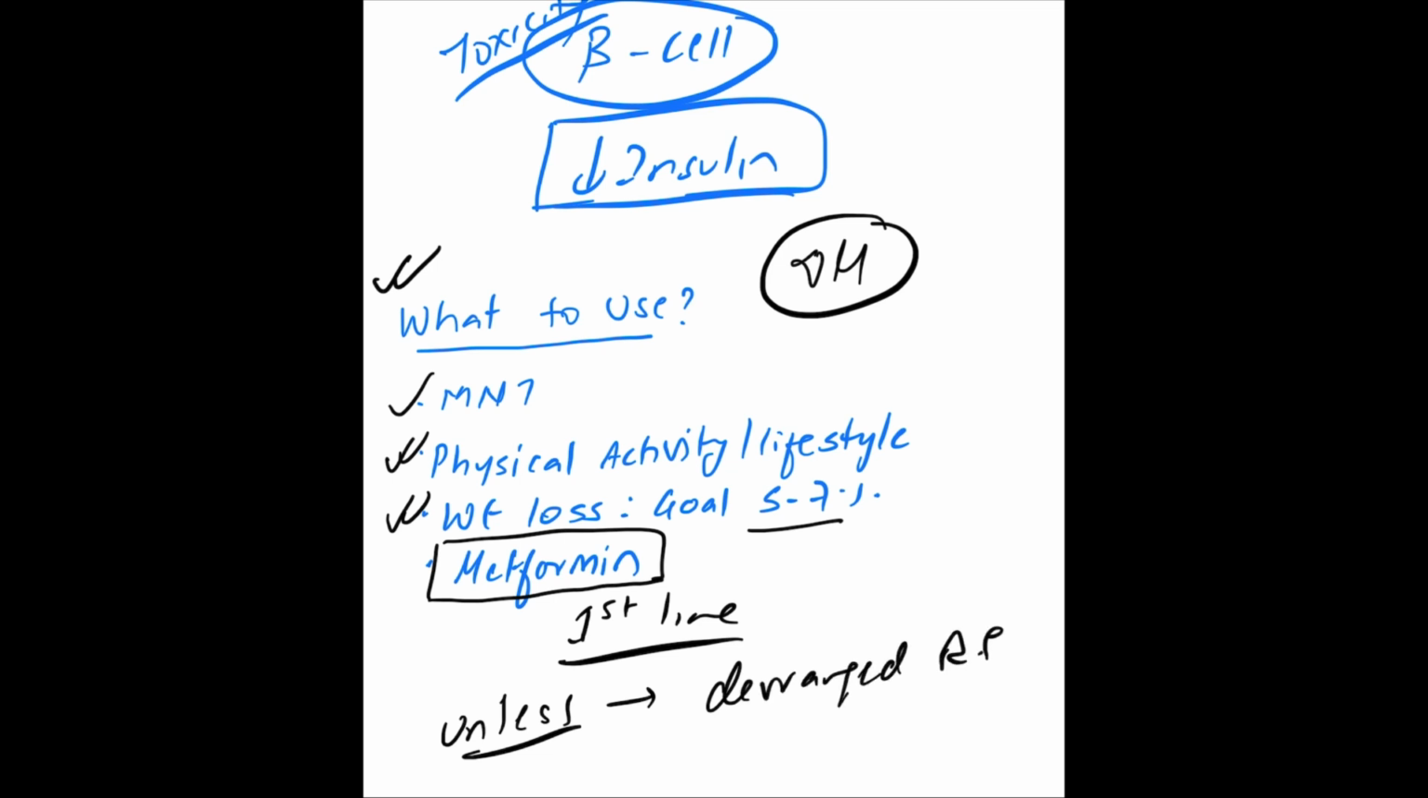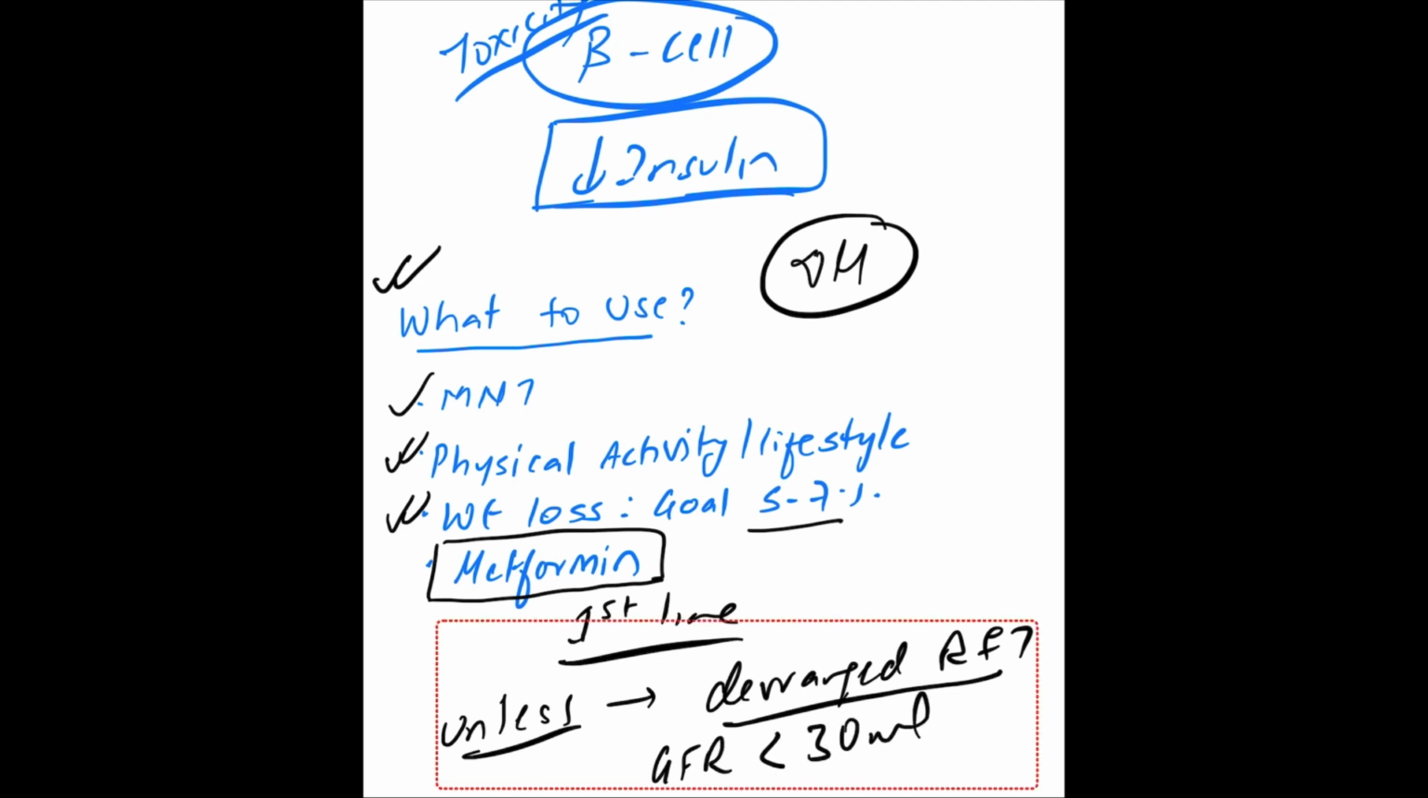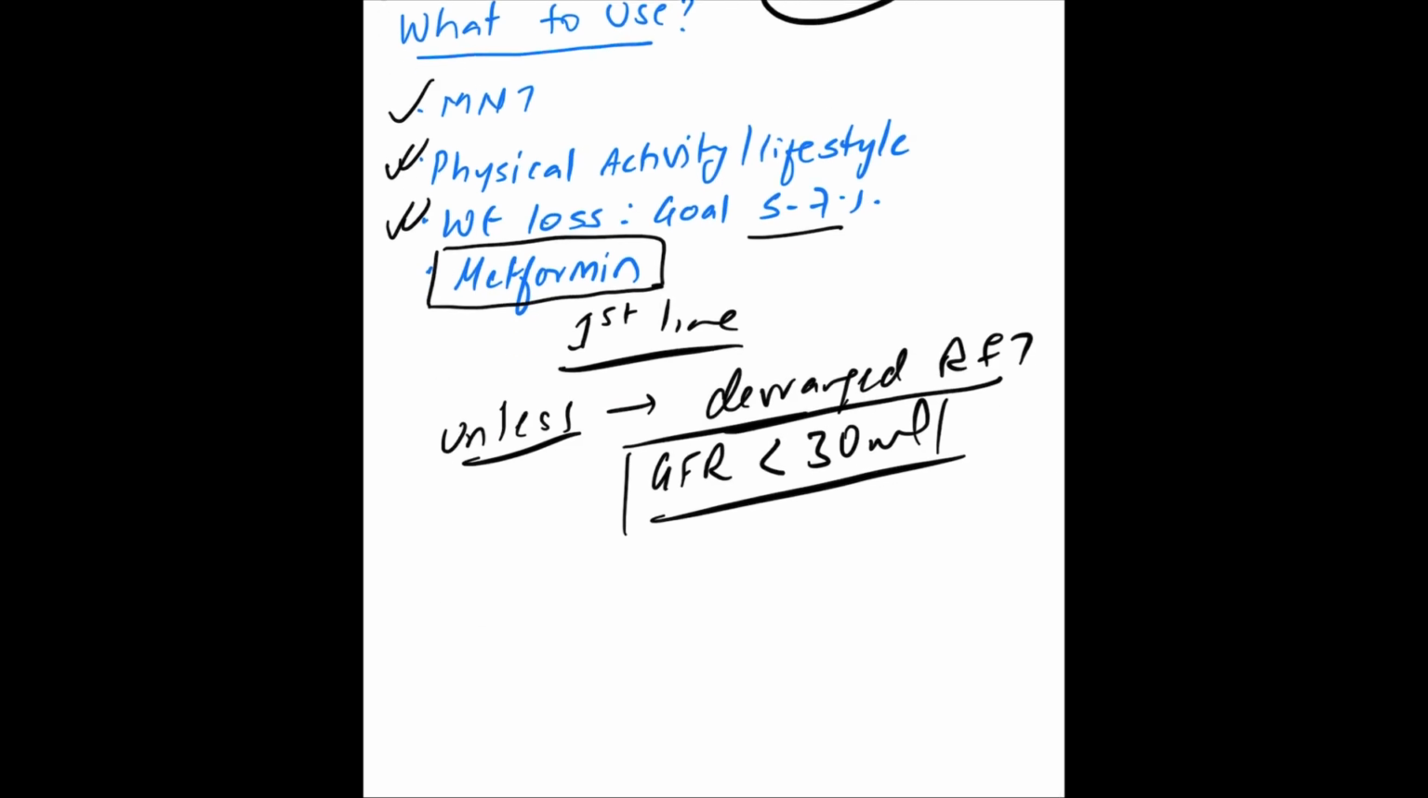If your patient has deranged renal function tests, then you should not use metformin. To be precise, if your patient has a GFR of less than 30 ml per 1.73 meter square, then you should not use metformin as a first line of therapy. Otherwise, metformin is the first line of therapy.